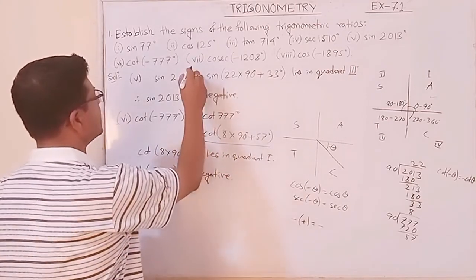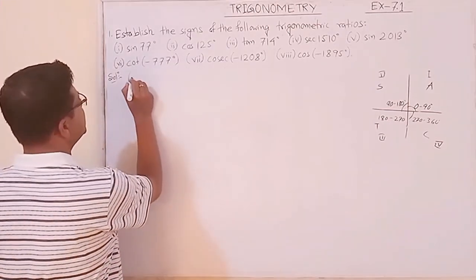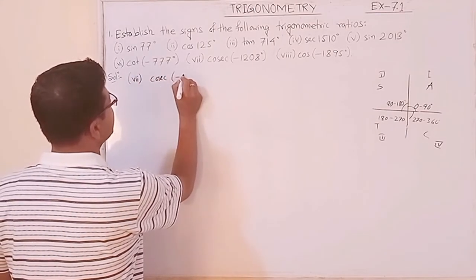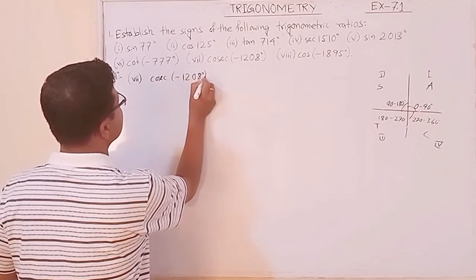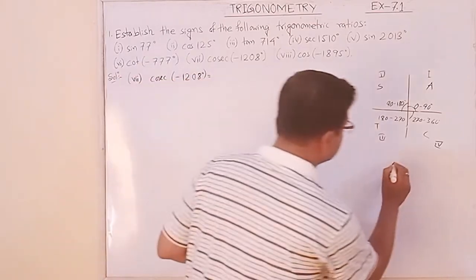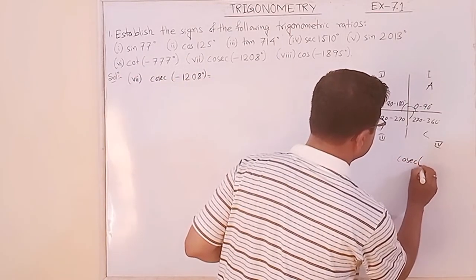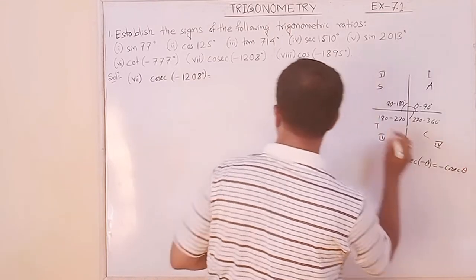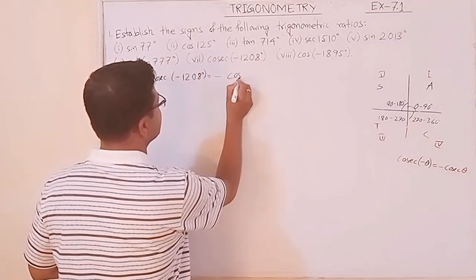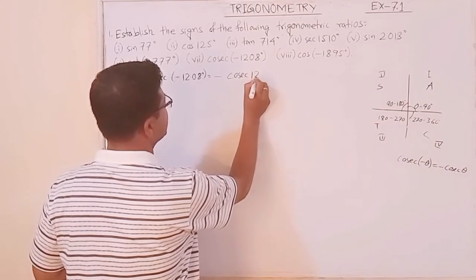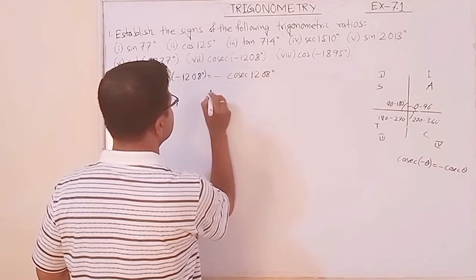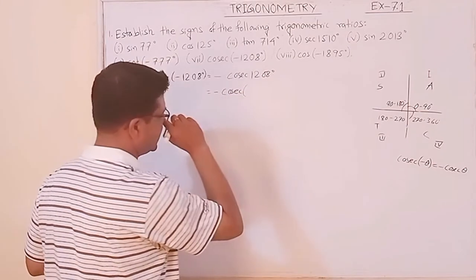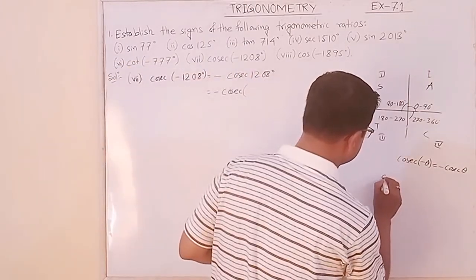Now let us do number 7. It is cosec of minus 1208 degree. Cosec of what we know? Cosec of minus theta is minus cosec theta. So let us write minus cosec theta, that is 1208 degree. Let us convert into 90. Let us divide by 90.